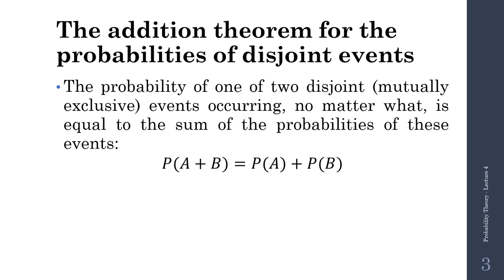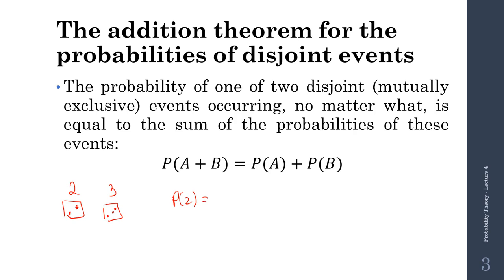The addition theorem is as follows. The probability of one of two disjoint events occurring, no matter which, is equal to the sum of the probabilities of these events. For example, when you roll a die, what is the probability of getting number 2 or number 3? First, what is the probability of getting number 2? We have to calculate this one.